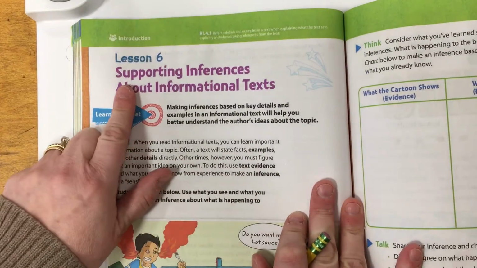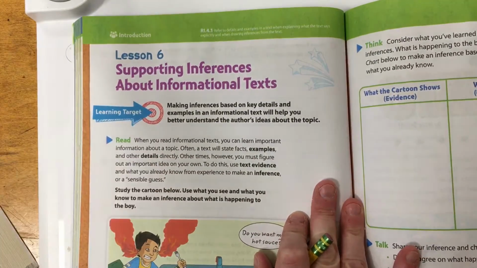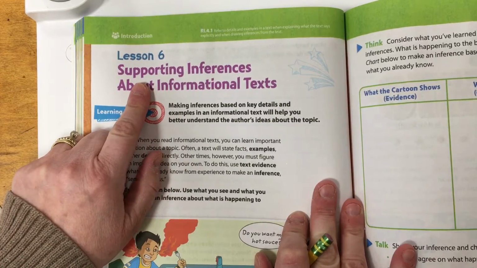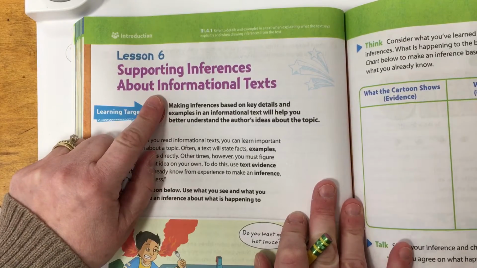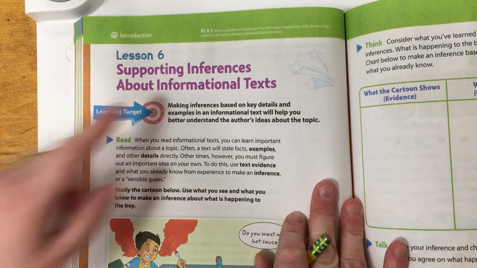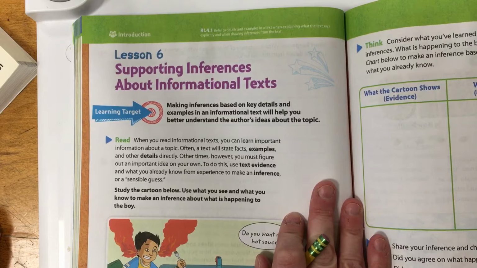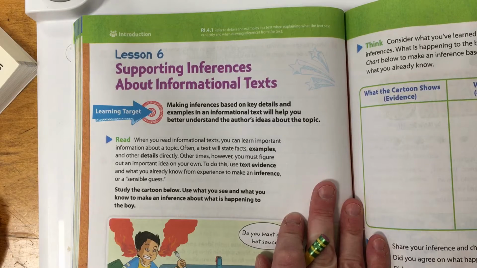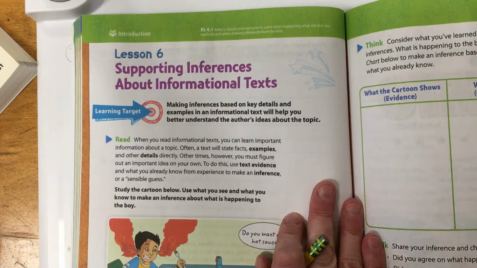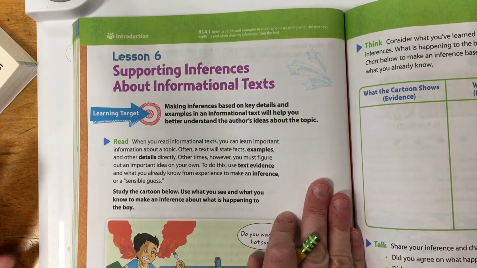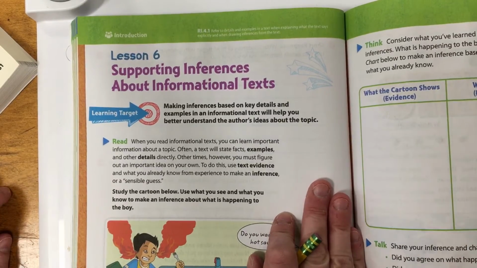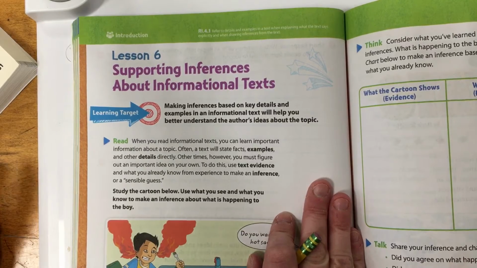So, you should be on page 80 where it says Lesson number 6, Supporting Inferences About Informational Texts. Now, in this lesson, you're going to be reading about the history of common foods and making inferences, or reasonable guesses, as you read. So, let's talk about these inferences.